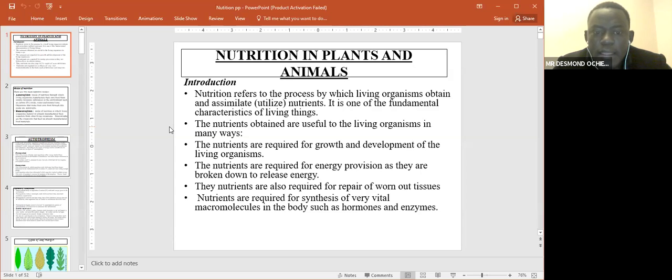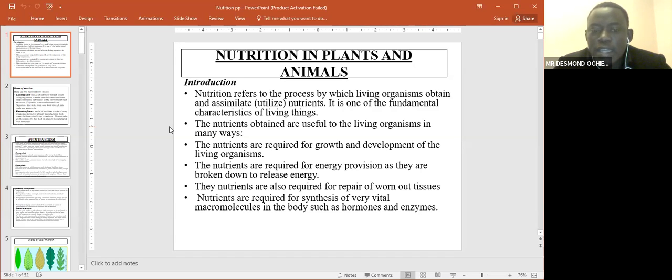And then finally, nutrients are required for the synthesis of very vital molecules in the body, such as hormones and enzymes. Hormones and enzymes are macromolecules which are very, very important, and they are required by the living organisms. So for hormones and enzymes to be synthesized, the nutrients must be available.